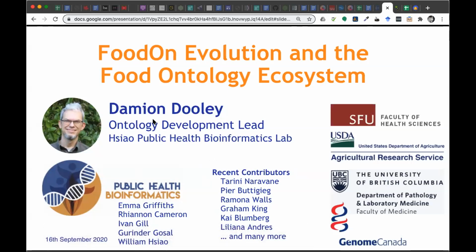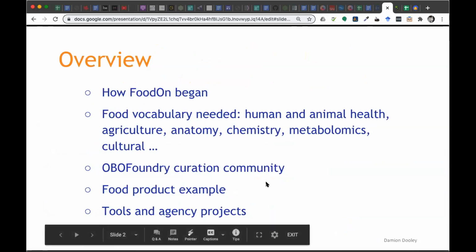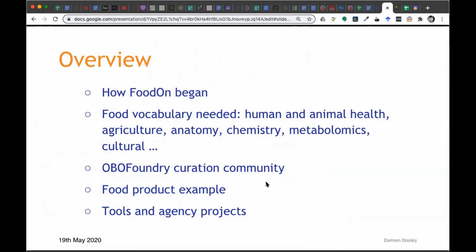I'm here to talk about FoodOn and the evolution of this ontology in the last few years, especially within this food ontology ecosystem that's coming up in the OBO Foundry family of ontologies. So I'll talk about how FoodOn began, the kind of vocabulary that we started needing in public health, and the OBO Foundry curation community that's supporting that. And I'll touch on a food product example and some tools and agency projects that FoodOn is involved in.